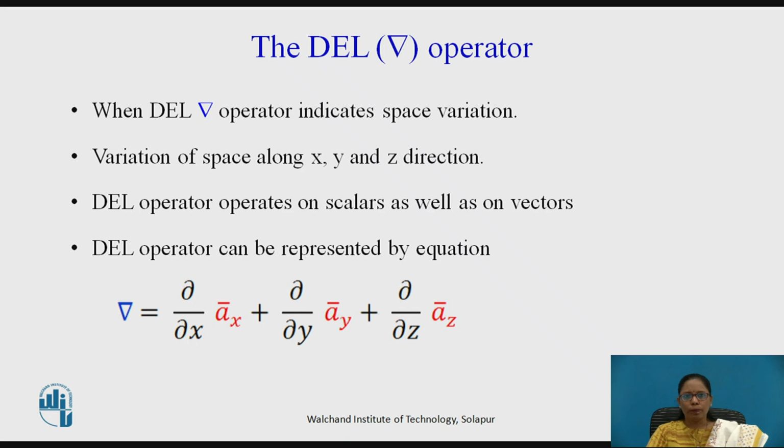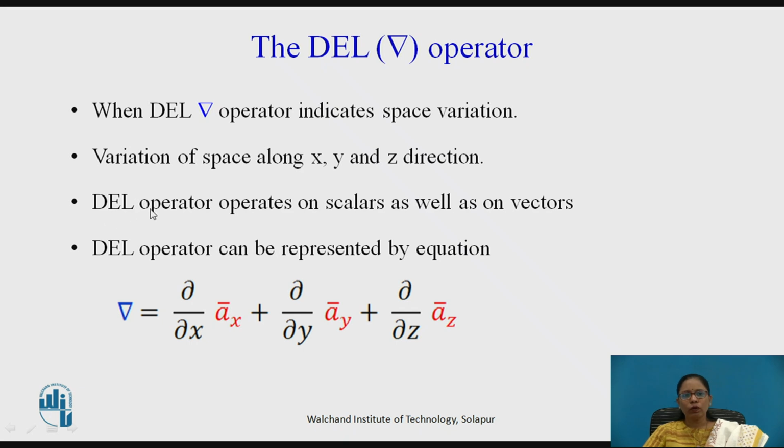What is del operator? The del indicates a space variation. It's basically a space variation. Variation of space along the three coordinate axes, that is x, y and z direction. Del operator can operate as well on scalars as well as on vectors.